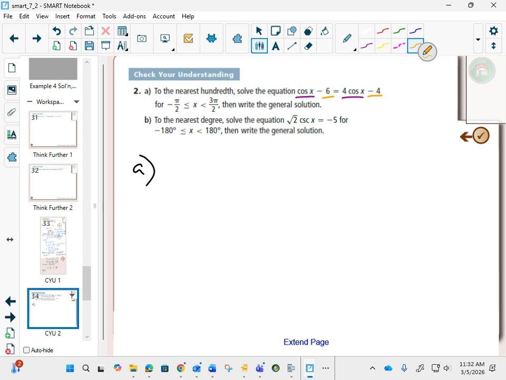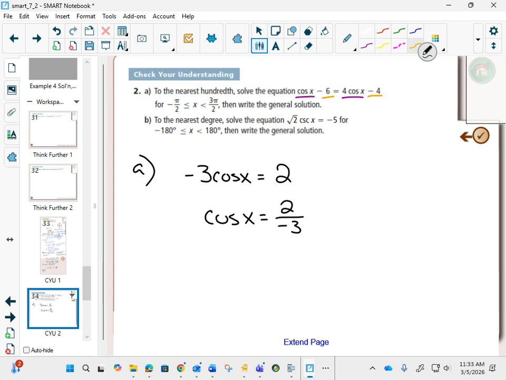If I move things to one side, I would get negative 3 cos x, and move my numbers to the other side equals 2. Divide both sides by negative 3 to get cos by itself. This one is calculator. That is not on your unit circle. So we have to use our calculator, get a reference angle, use our CAST rule, and solve.